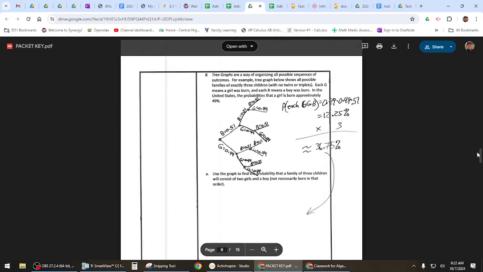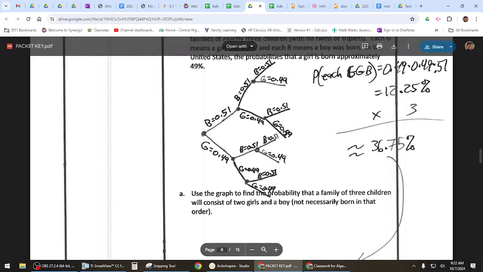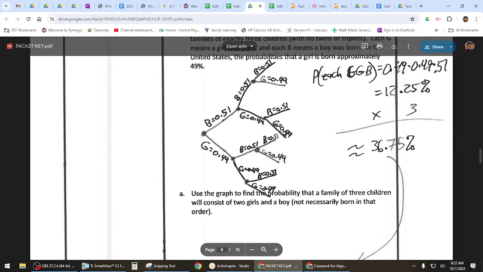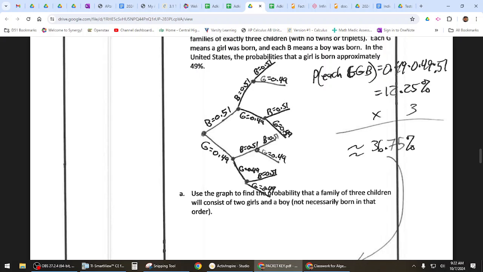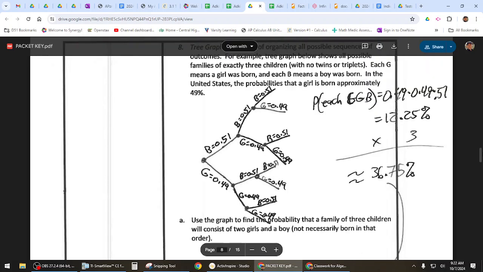Number 8. Tree graphs. Did anybody draw the tree graph? It's not too bad. I didn't, but I do want you to take note of it. I've shown you this, I think, for the third time. A weighted tree graph, where as you draw each branch, you put the probability on there, and then you just multiply your way out, basically.